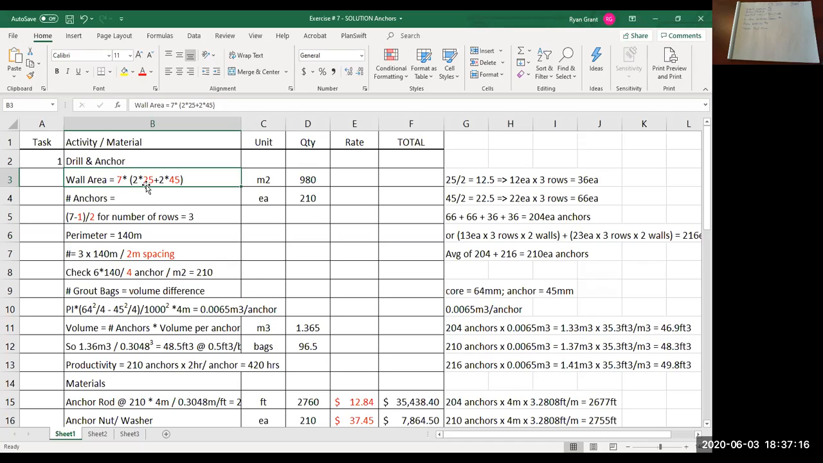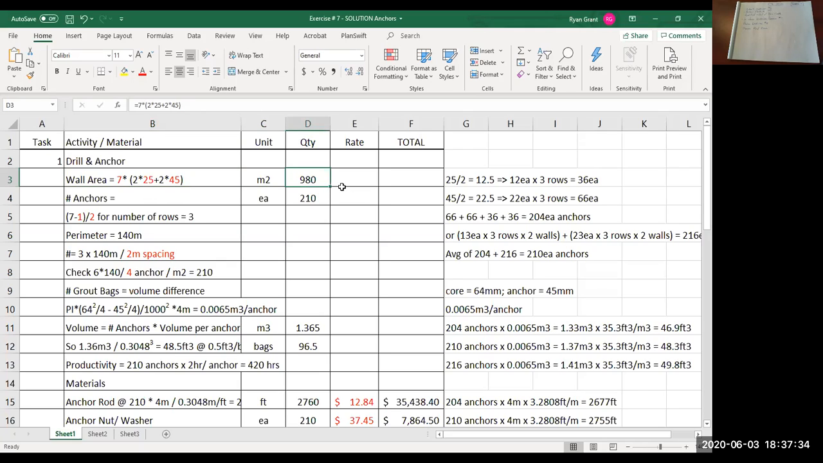So the wall area is 2 times 25 because there's 2 different 25-meter long walls, plus 2 times 45. So that perimeter of wall times the depth of 7 gives you your square meters of wall face.